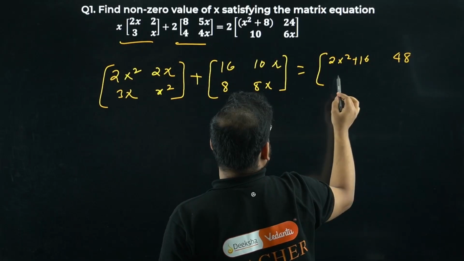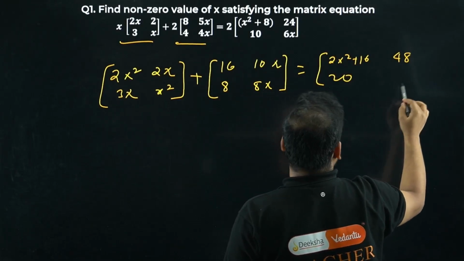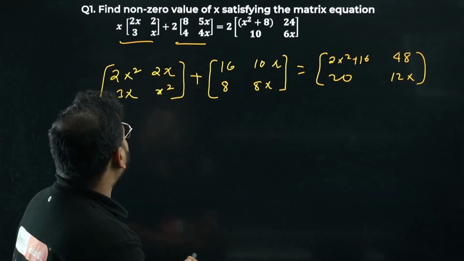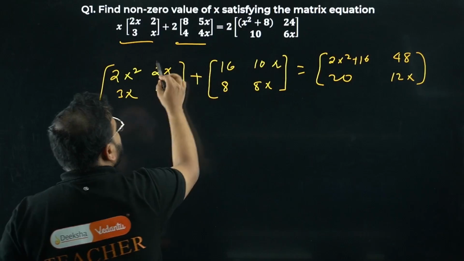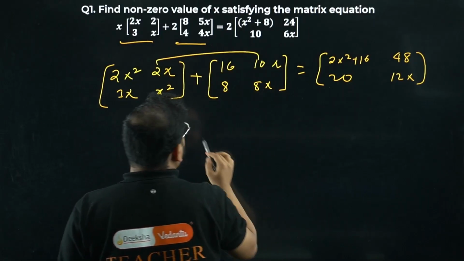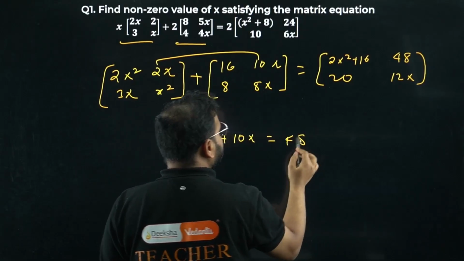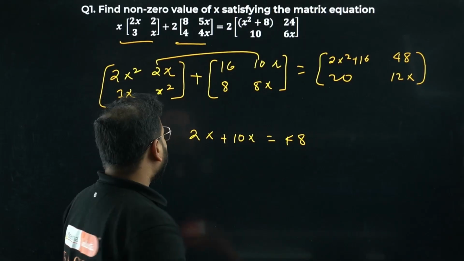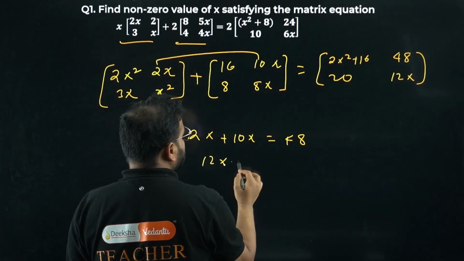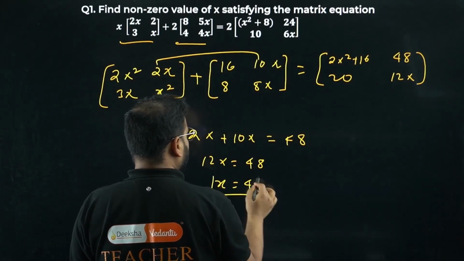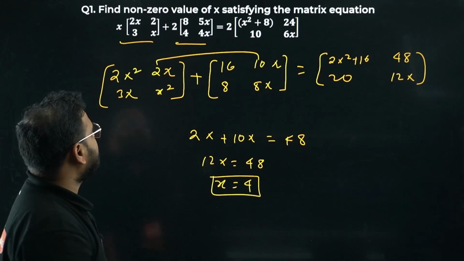48, here sir 20, here sir 12x. Okay, I want to solve for x, right? Which can I compare? I think this will work. 2x plus 10x equals 48. Correct, sir? Right? What do you get from here? 12x equals 48. So x equals 4. That's your answer. Okay, x equals 4 is your answer.